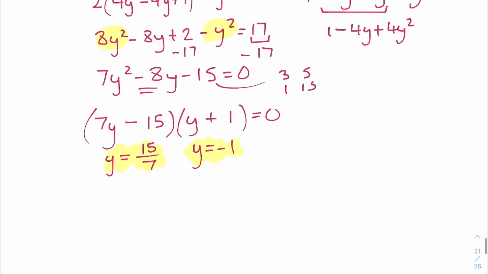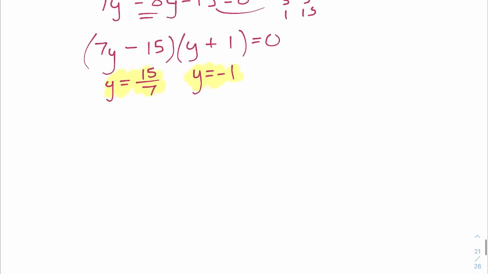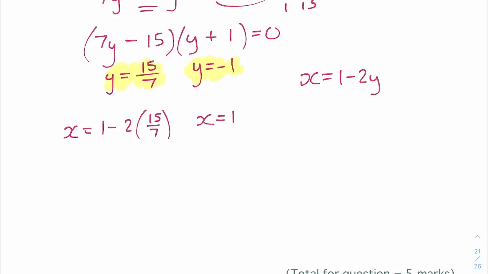We now need to find the values of x. So I have a formula up here that says that x is equal to 1 take away 2y. So to work out x for each of them, I'm going to put them into that formula. So x is equal to 1 take away 2 lots of y. So for the first one, we're going to do x is equal to 1 take away 2 lots of 15 over 7. And for the second one, we're going to do x is equal to 1 take away 2 lots of negative 1. Obviously you can just type these into a calculator.